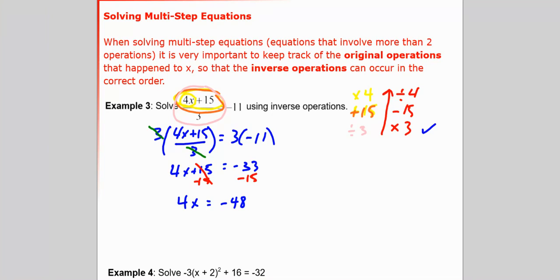All right, and our last step is to divide by 4. X equals negative 12. 4 goes into 48 12 times. And then we're done. Very good.